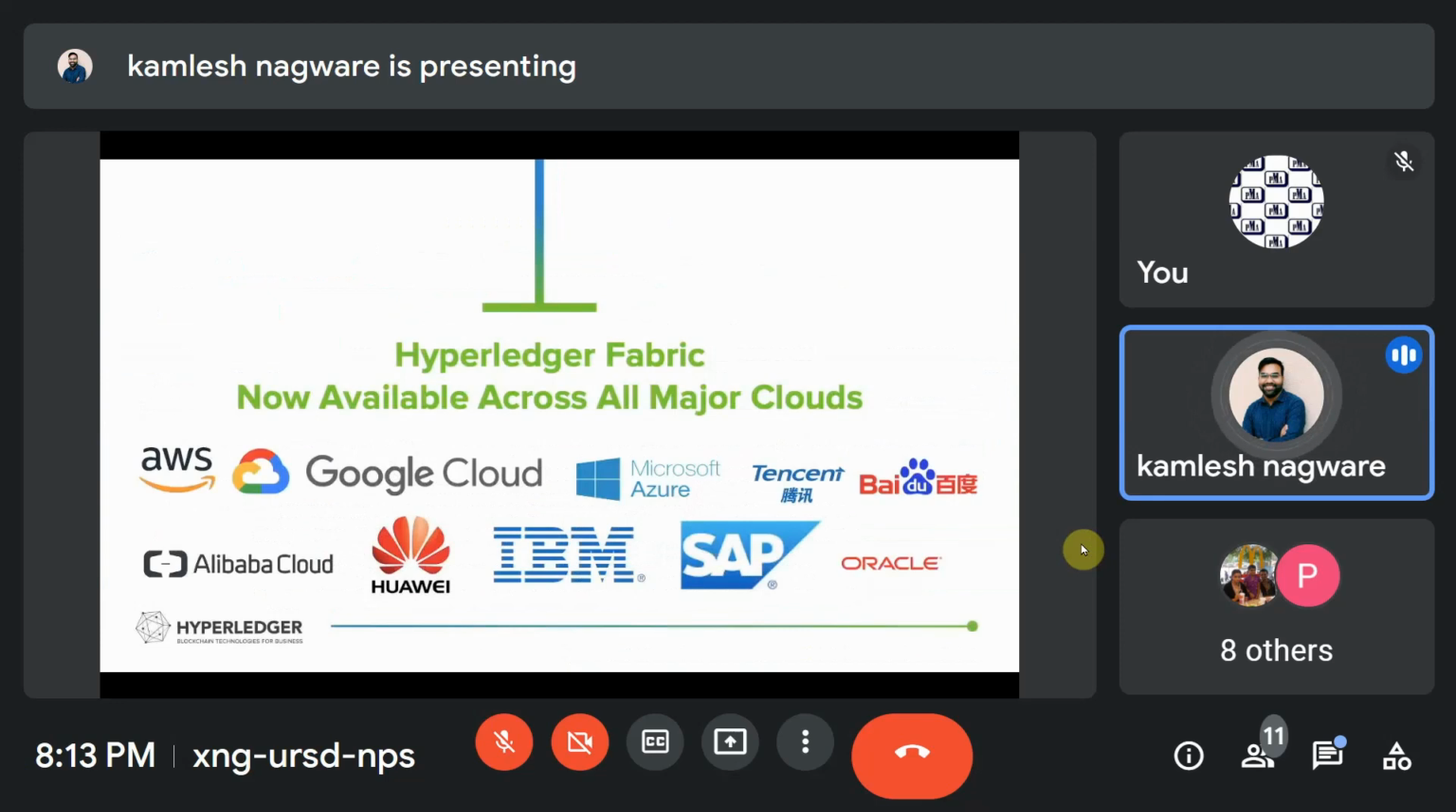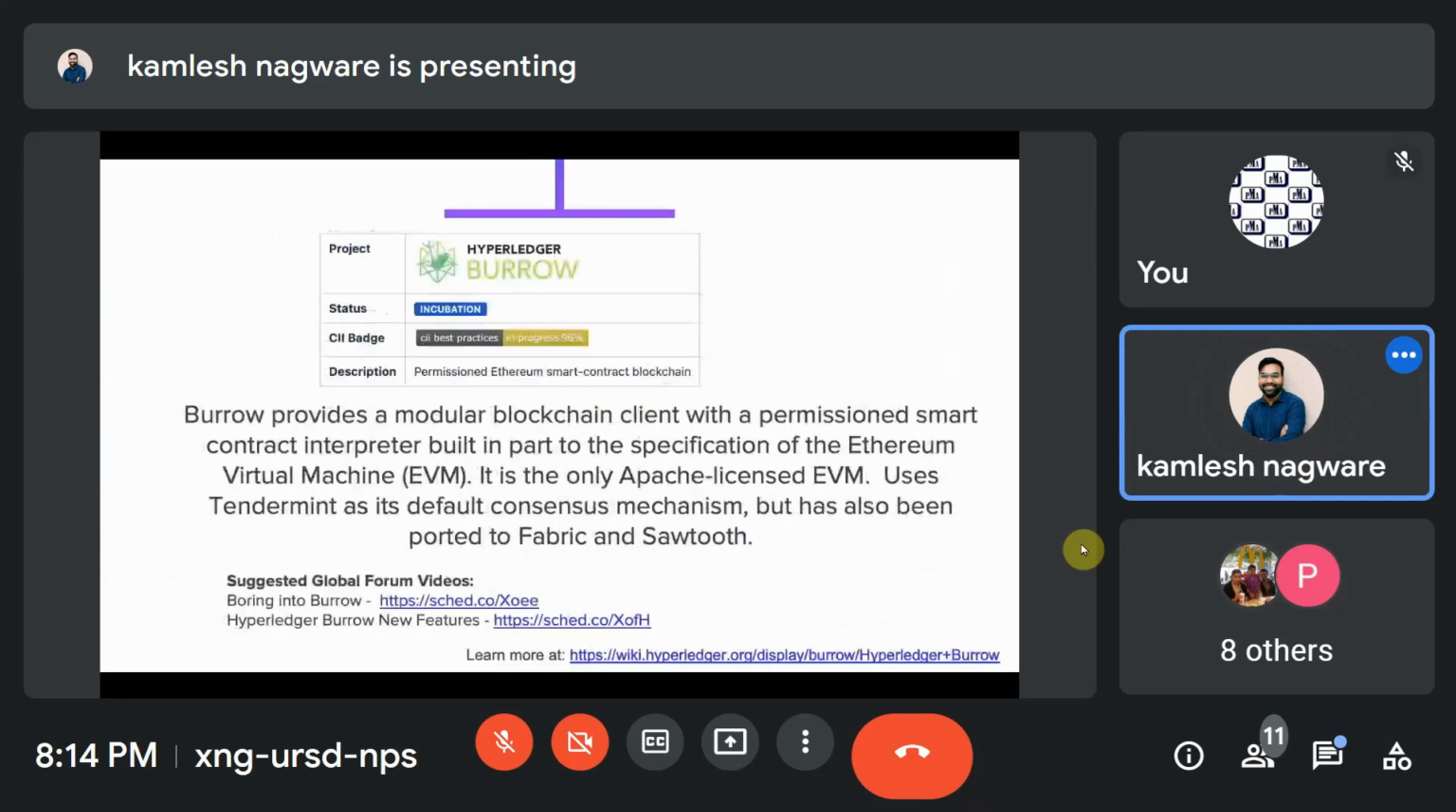And all these cloud providers are implementing blockchain, and none of them are building on cryptocurrency. All are using Hyperledger Fabric as a cloud offering to the customers. So these are all the different Hyperledger blockchains.